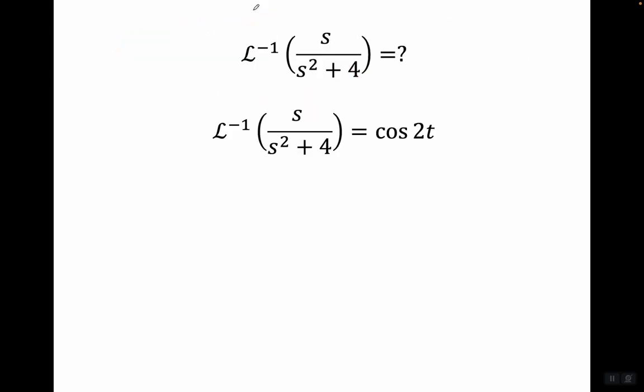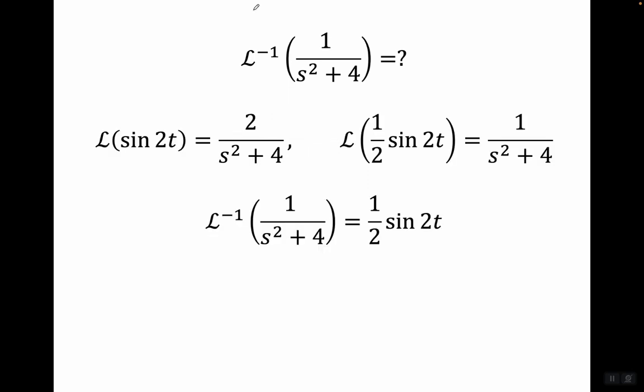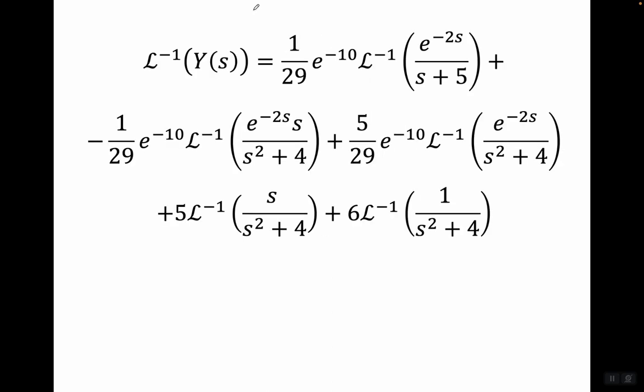Awesome. Mercifully, these last couple are pretty easy. The inverse Laplace transform of s over s squared plus 4 turns out to be cosine 2t. For the inverse Laplace transform of 1 over s squared plus 4, the Laplace transform of sine 2t is 2 over s squared plus 4, so the Laplace transform of 1/2 sine 2t is 1 over s squared plus 4. That means the inverse Laplace transform of 1 over s squared plus 4 is 1/2 sine 2t, just from taking the inverse Laplace transform of both sides. Oh my goodness, we are near the finish line.